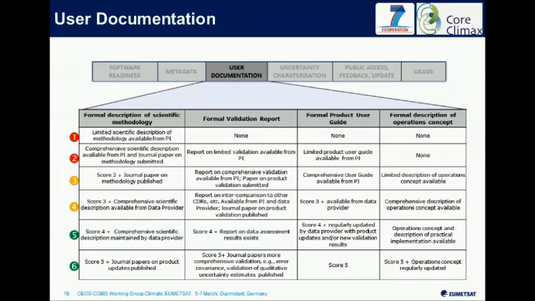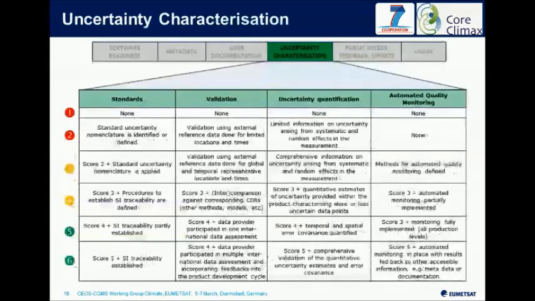Then a user guide is available. And then again, a formal description of the operation concept is there. This is important when a data set is taken, for example, from a university group to the climate change service. They want to have the whole system imported to the new place, and so this formal description of the operation concept is important in that case. So it's basically checking that all these things are properly done, and then giving scores based on the state of the documentation in that category.